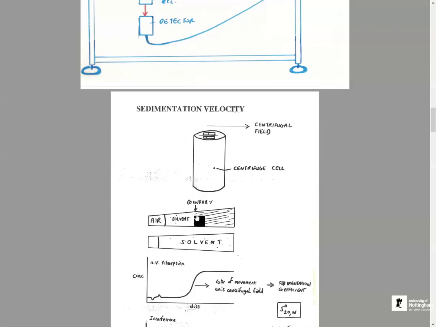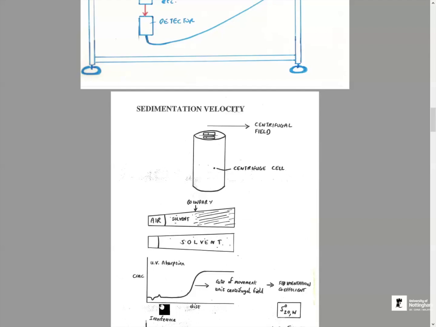And your optical system, as I said, needs to have a reference system as well. So the other sector has just clear solvent in. You fill it right to the top, and you leave a small air gap at the top of the cell. So there we are. It moves. It takes a few hours to go from there to there.